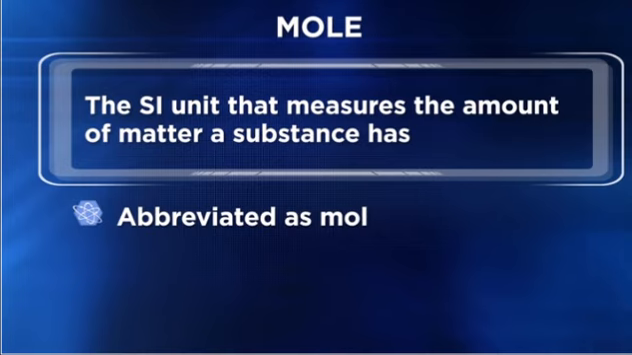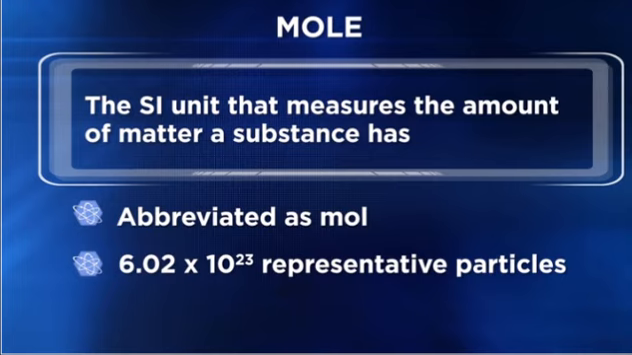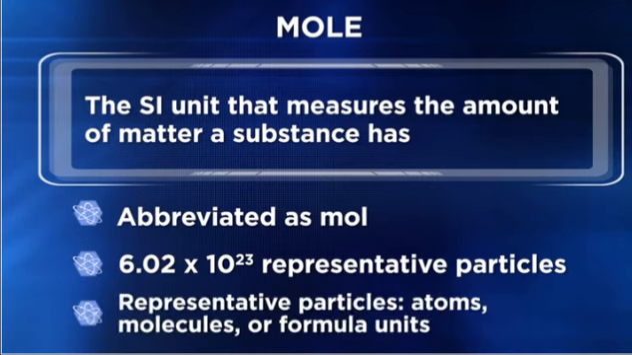A mole is simply 6.02 times 10 to the 23rd representative particles. This is another example of an equivalent statement, like we talked about before. 1 mole equals 6.02 times 10 to the 23rd. Representative particles could be atoms, molecules, or formula units. We can convert from moles of a particular substance to representative particles using Avogadro's number.